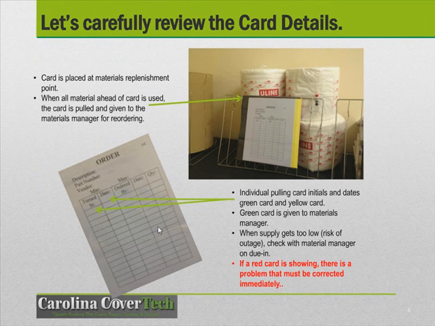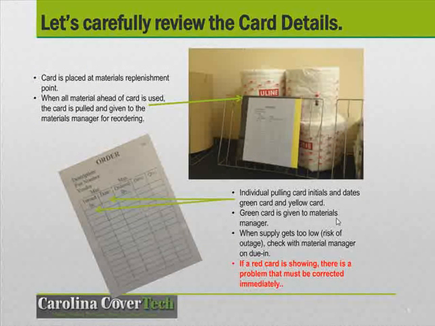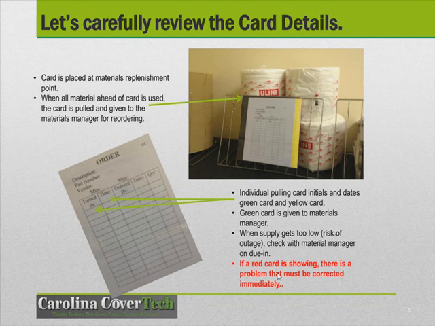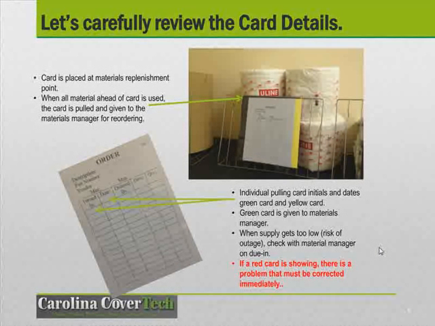Just a little more detail on the card. The envelope pulling card, initials and dates right here. The green card is given to materials manager. And when supply gets too low, risk of outages kind of in view, we check with the material manager on the due in. And here's in red. If there's a red card showing, there's a problem. It must be corrected immediately. That's as simple as it is, but yet this discipline needs to be absolute and hard and fast for things to work.